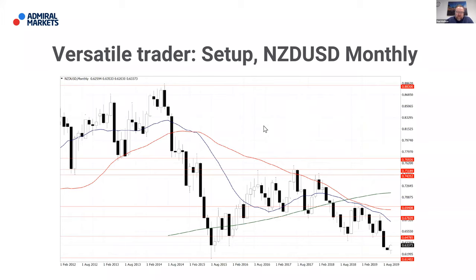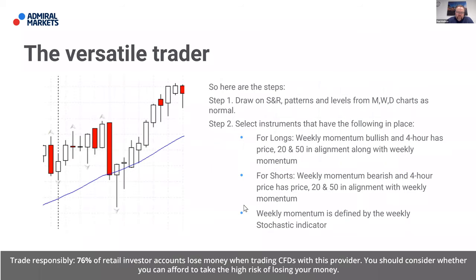So we just said, a versatile trader uses monthly, weekly, daily charts. This is a Kiwi dollar monthly chart. Just start drawing in those significant levels of support and resistance, any other patterns you might see, and any big round numbers that are particularly well respected by price action. That's the first stop, and that's what we're looking at constantly.